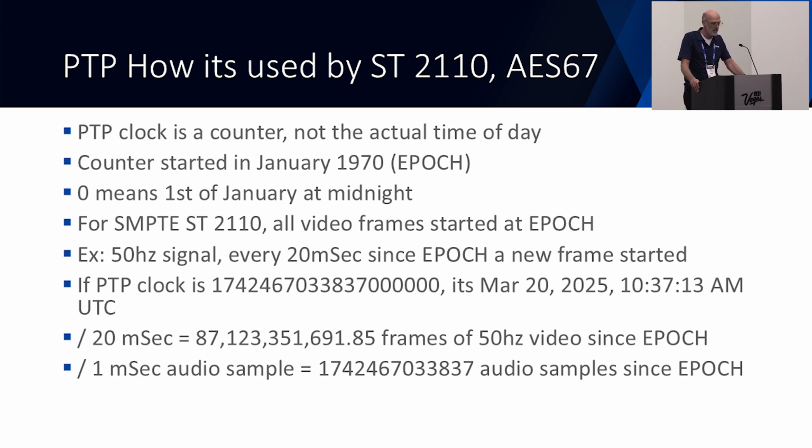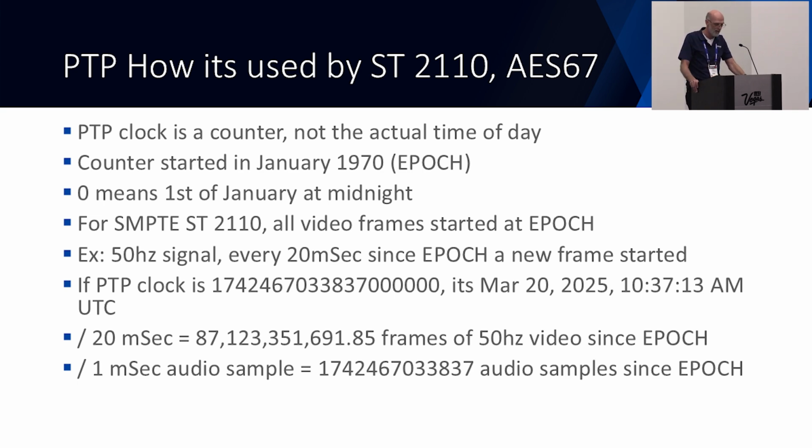So for SMPTE 2110, they defined that all video frames started at epoch. François told us, you think of all the frames, they start at 0 and they start counting. So I'm using a 50 Hertz signal for this example because it makes numbers that are easy to deal with. So imagine you have a 50 Hertz signal that started at epoch. That means every 20 milliseconds there's a frame, okay? And it started then, and it's just counted since then.